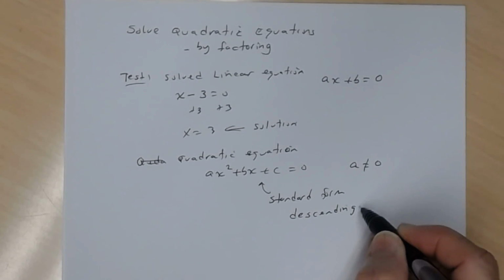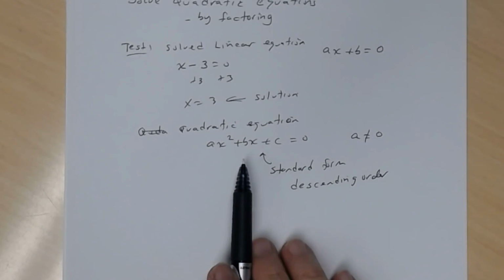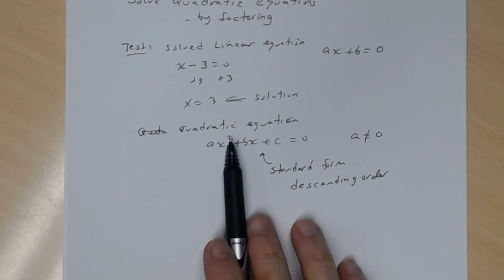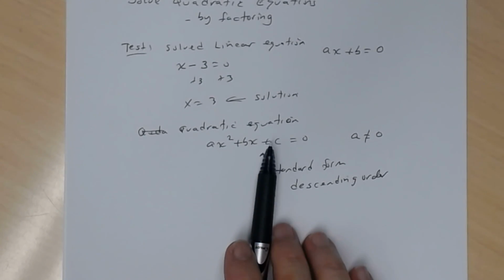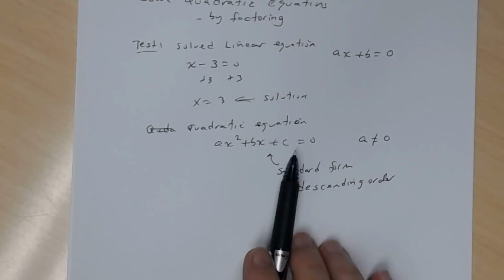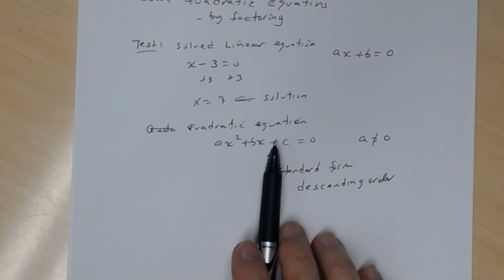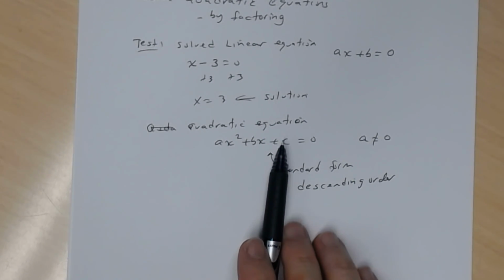Descending order. All right, so descending order means you go from largest exponent to smallest. So if you notice this term here, the largest exponent is 2. This term, the exponent is 2. This term here, the exponent is 1, and then we have our constant. So remember, the constant is a term that doesn't have a variable associated with it. So this term is always going to be c, whatever c may be.